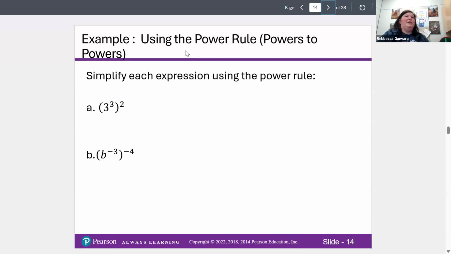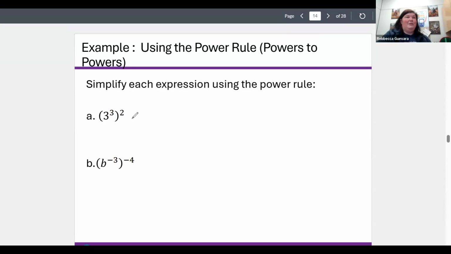So we want to simplify each expression using the power rule. We have 3 to the power of 3, to the power of 2. I think we've seen this one enough times. That is going to be 3 times 2, so 3 to the power of 6. Here we have negative powers. We have b to the power of negative 3, and then we raise that to the power of negative 4. So we just multiply the power of negative 3 times the power of negative 4, and that becomes b to the power of 12. So you can have those negative exponents in there.